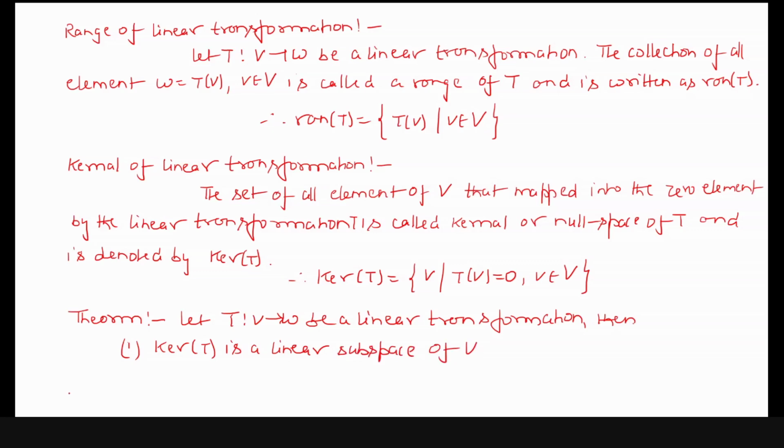Second, the range of T is a subset of this W, and W is also a vector space. So this range of T is a subset of this vector space, so it is a subspace, and it is also a linear subspace of W. Okay, this is just for knowledge.